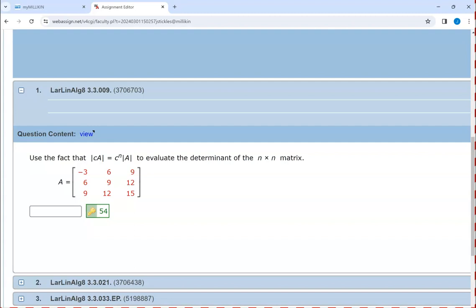And then it just wants you to compute what that determinant is. Yeah, that's all it wants you to do. It just wants you to play with that property of pulling the constant out and having to raise it to that power. That was it. Apparently it's 54 for that particular matrix.